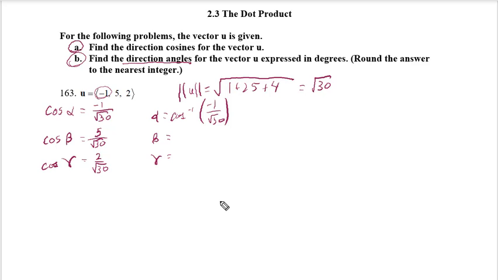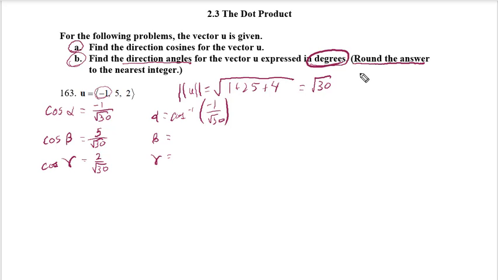Now the kicker is two different things. Number one, we're asked to round off our answers. That sort of implies that it's not going to be nice exact values, so obviously we're going to need a calculator. And as you could probably tell, if I ask you what is the angle that has a cosine of negative 1 over square root of 30, that is not in the list of things that we normally use. Also, we're asked to do this in degrees.